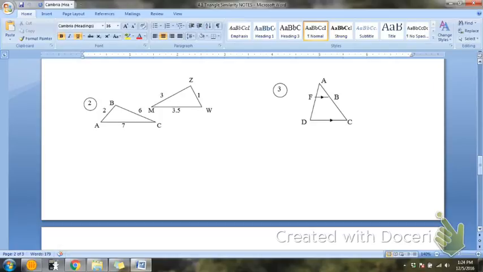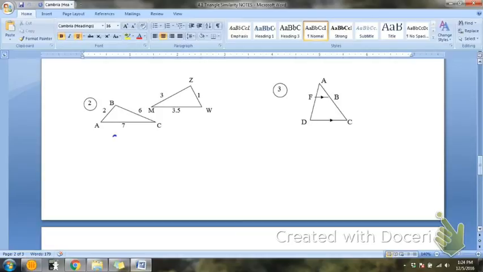Side, side, side. Why did you say side, side, side? Because there's no angles marked, and because we're given 3 different sides. You guys see that? We have a measurement for all 3 sides. So it looks like side, side, side, but we have to set up what to check?